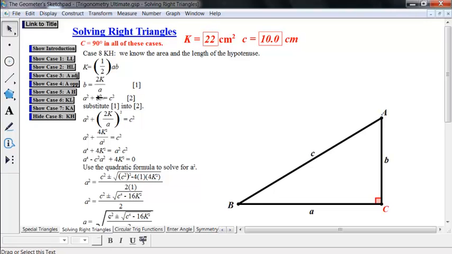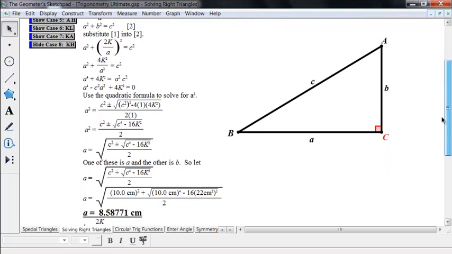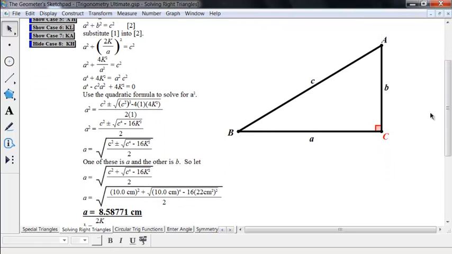A squared plus B squared equals C squared. So plug in this 2K over A in place of B. We get 4K squared over A squared, so we get A to the 4th plus 4K squared equals A squared C squared. A to the 4th minus C squared A squared plus 4K squared equals 0. Remember, we got this from the quadratic formula. So A squared is C squared plus or minus the square root of C to the 4th minus 16K squared, all over 2. Square root of all that gives you A. And let's let A just be the one that's positive.